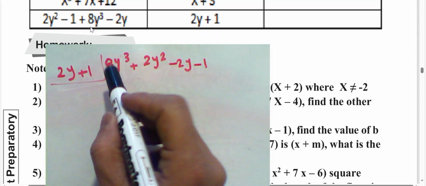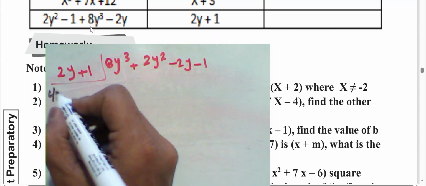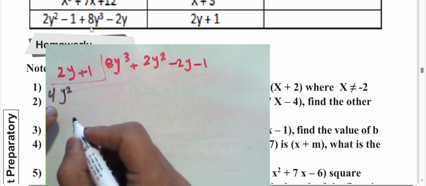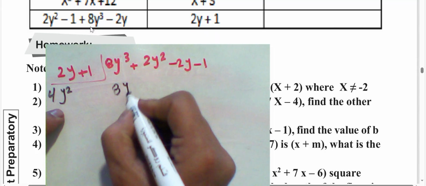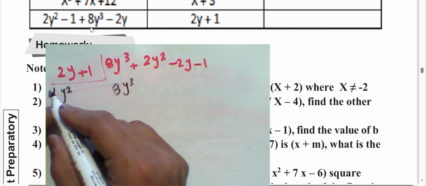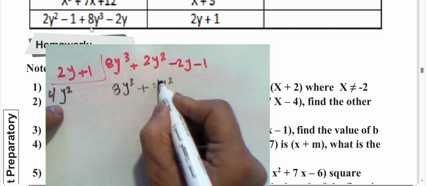And then divided, 8 divided by 2 equals 4. Y power 3 divided by y will be y power 2. And then drop 4 times 2 equals 8. Y power 2 times y equals y power 3. And then product 1 times 4y power 2. Right, positive here, 1 times 4y power 2 will be 4y power 2.